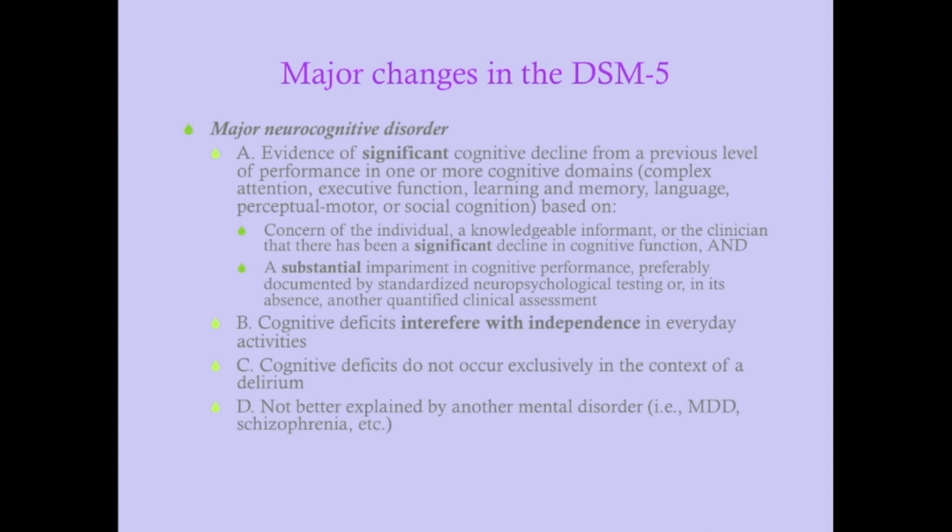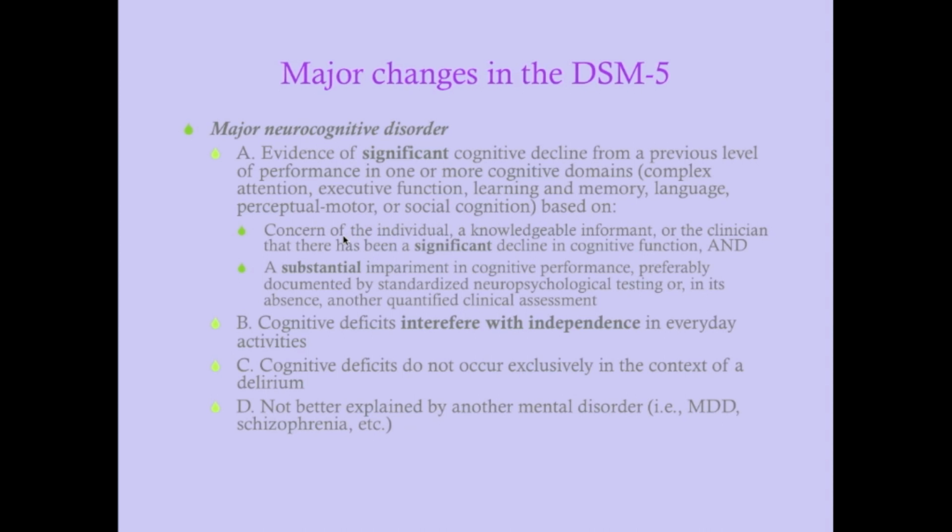So a major neurocognitive disorder needs to fit the following criteria. Criterion A: evidence of significant cognitive decline from a previous level of performance in one or more of the cognitive domains: complex attention, executive function, learning and memory, language, perceptual motor, or social cognition. And this is the same criteria we used to diagnose dementia. You needed to be lacking in performance in at least one of these domains.